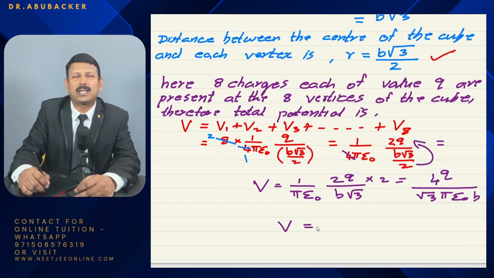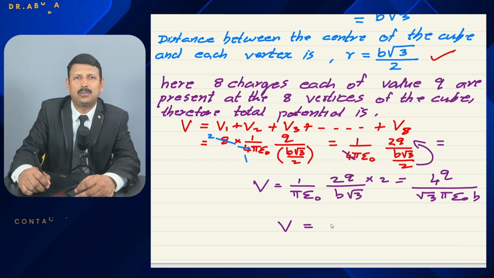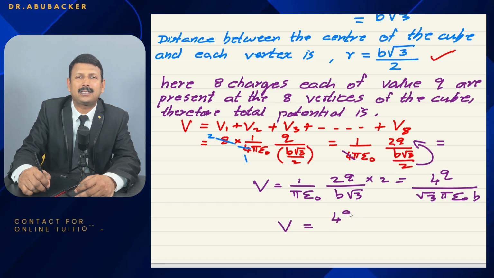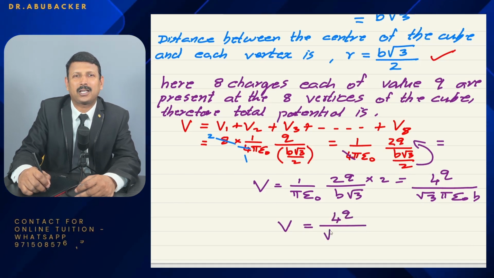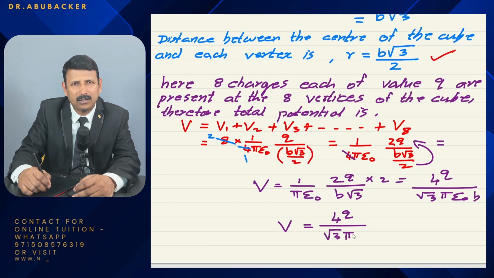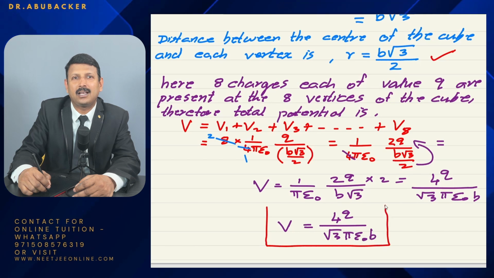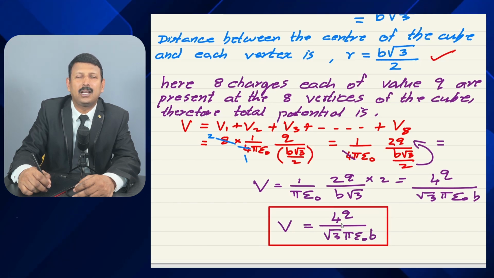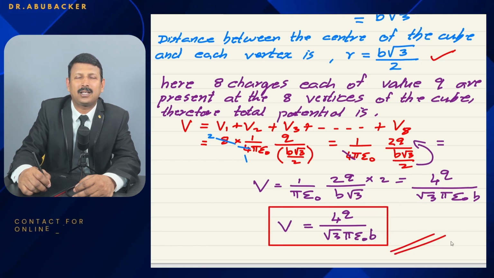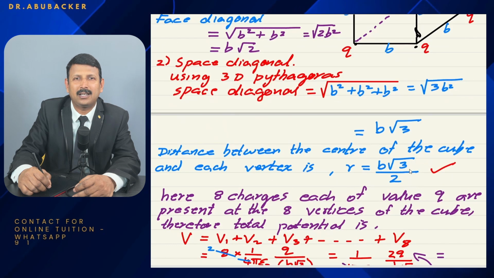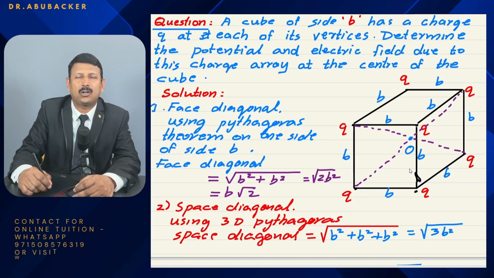So this is the total potential at the center of the cube because of the charge q placed at the 8 corners of the cube. If you want to do the calculation for electric field, you can do the same task, no difference. Only one difference is r square will come. Q divided by r square is the equation for electric field. That I did not show here, but you can try. Total electric field you can also calculate the same way, just change the equation of potential to electric field.